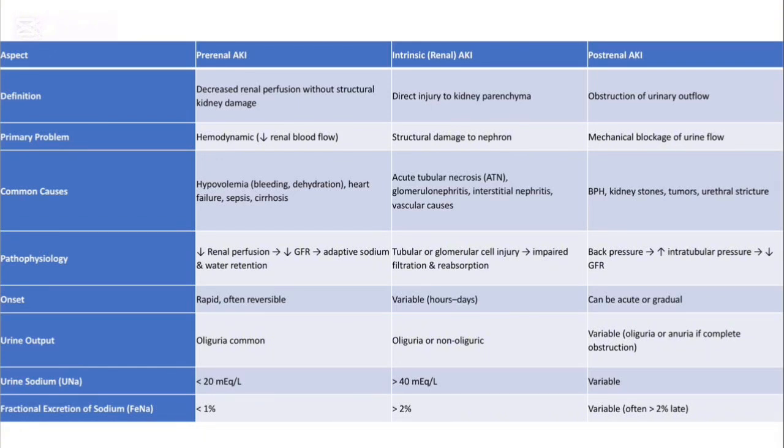In intrinsic AKI, especially ATN, tubular cells are damaged and cannot reabsorb sodium effectively. Urine sodium is high, greater than 40 milliequivalents per liter, and FENa is high, greater than 2%. This reflects loss of tubular reabsorptive capacity. In postrenal AKI, these values are variable. Early in obstruction, the kidney may still conserve sodium, but prolonged obstruction leads to tubular dysfunction, increasing fractional excretion of sodium.